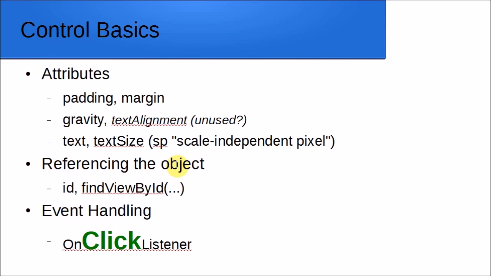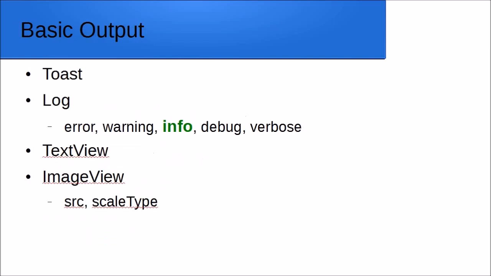Then I'll talk about how to get a reference to the control. That's the first step to manipulating the controls in source code. And then I'll go over event handling. Usually the event that you are handling is clicking on the control, so it's usually the on-click listener. And then I'll go over the basic output controls.